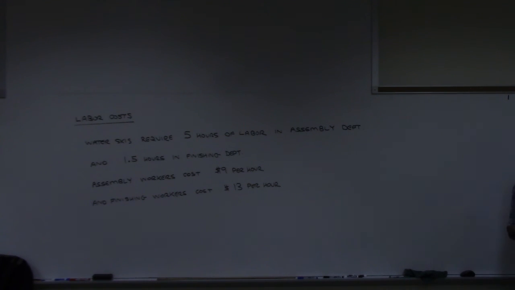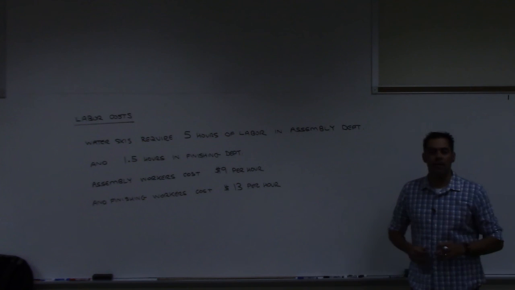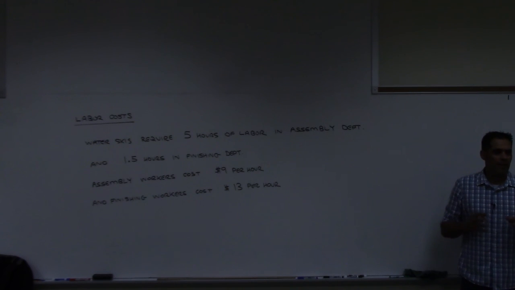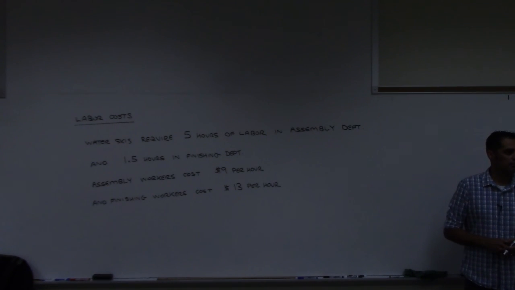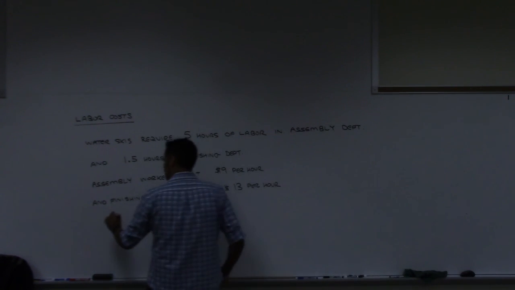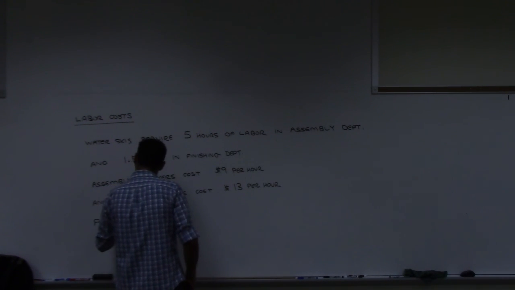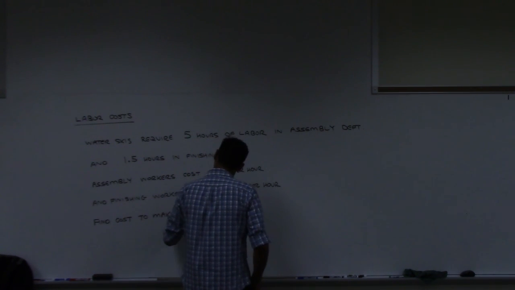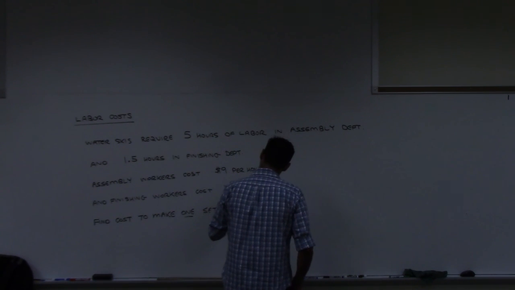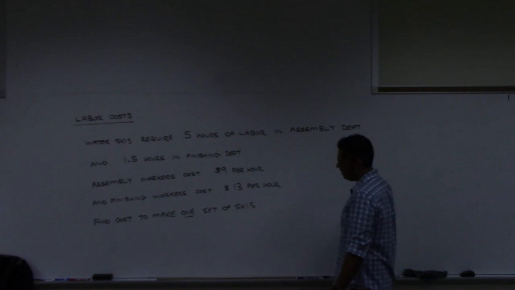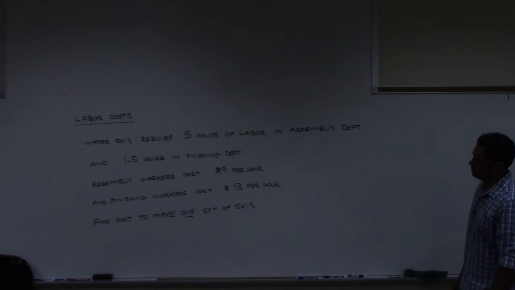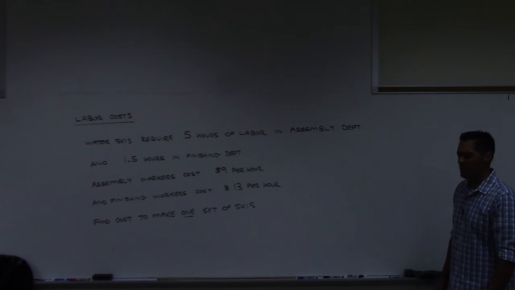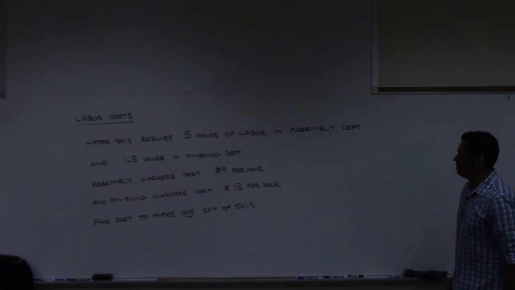What we want to come up with now is what is the cost for this company to manufacture one set of skis. So find cost to make one set of skis. Is that the way you spell skis? I guess so, huh? Seems wrong. But that's skies, isn't it? Is it also skis? I don't know. Who cares, right? It's English.